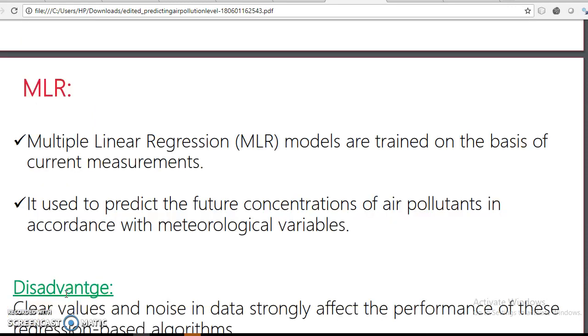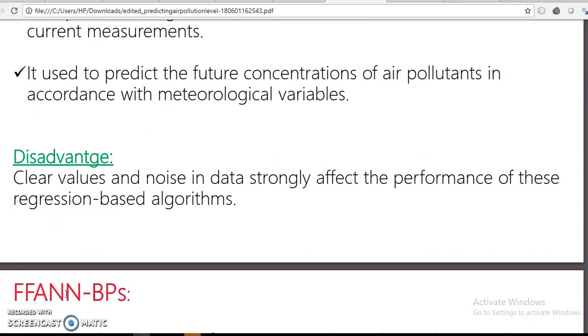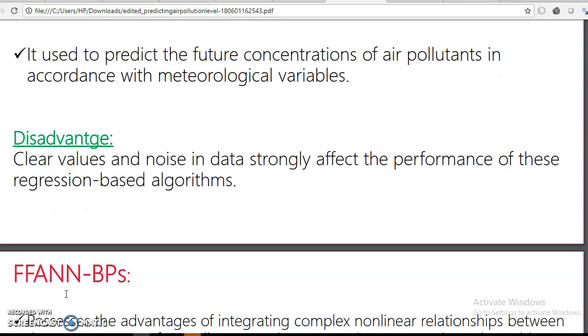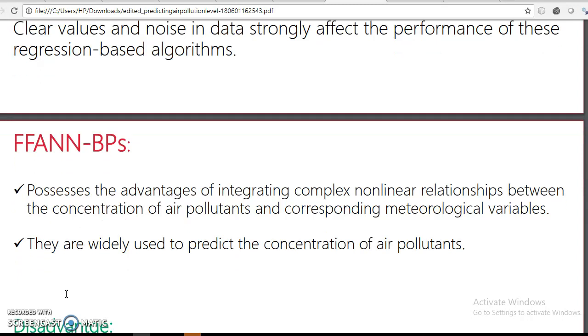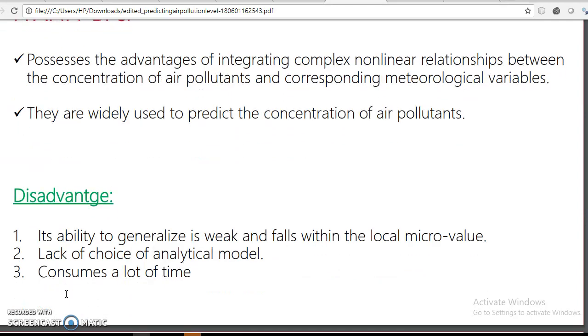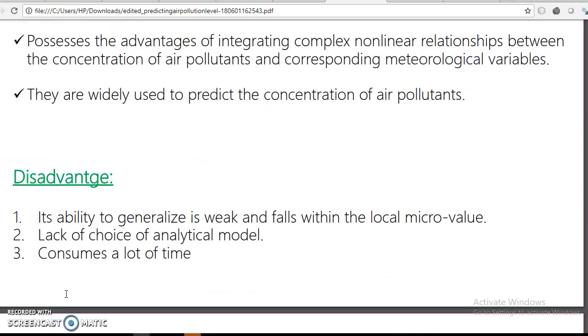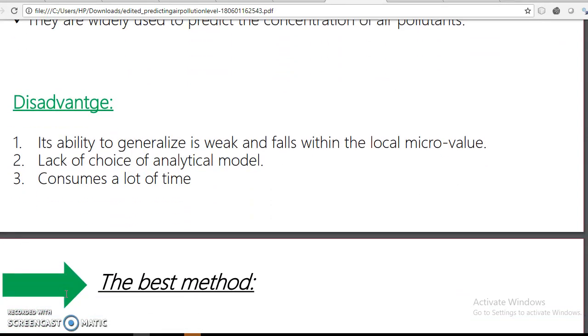Firstly, we'll proceed with the multiple linear regression models, which are trained on the basis of current measurements. It is used to predict the future concentrations of air pollutants in accordance with meteorological variables. The disadvantage is that it contains noisy data that strongly affects the performance of the regression-based algorithms, and the advantages are integrating complex nonlinear relationships between the concentration of air pollutants and the corresponding meteorological variables. They are widely used to predict the concentration of air pollutants. And next, its disadvantages: its ability to generalize is weak and fails in the local micro value, lack of choice of analytical method, and it consumes a lot of time.